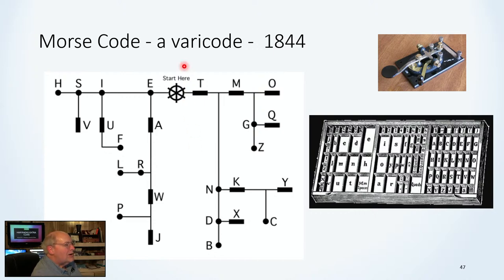So varicode, what do we mean by varicode? Again, different letters have different numbers of code elements so that words with E's in them wind up getting transmitted faster because the E just takes a very short amount of time. So that's kind of cool. And it goes way back before we even had radio. That's when they were using wire telegraph.